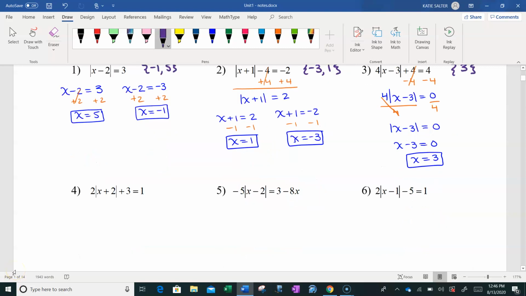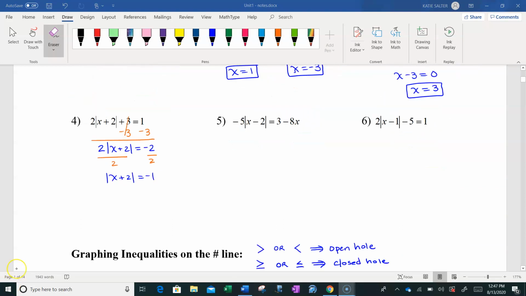Pause the video again and try number 4. When you're done, start it back. So remember, first step, get the absolute value by itself. So we subtract 3 first, then we divide by 2.